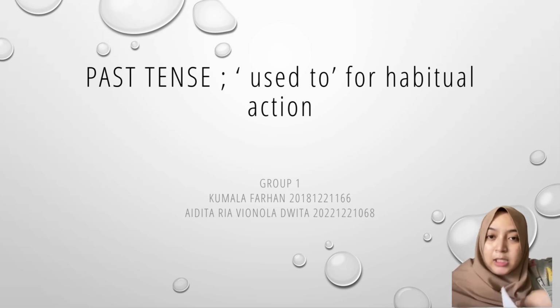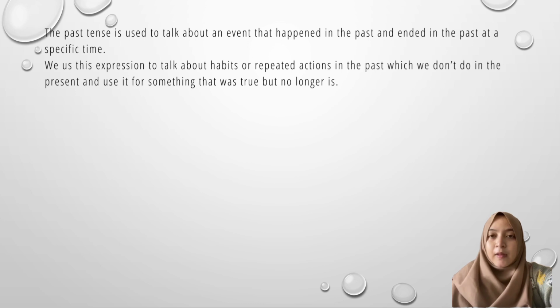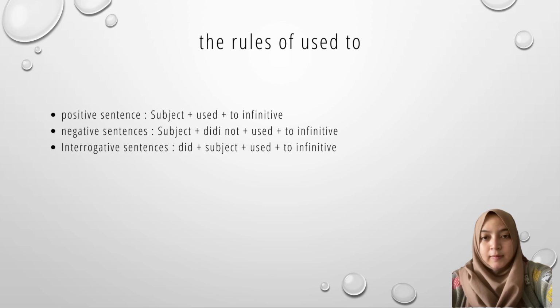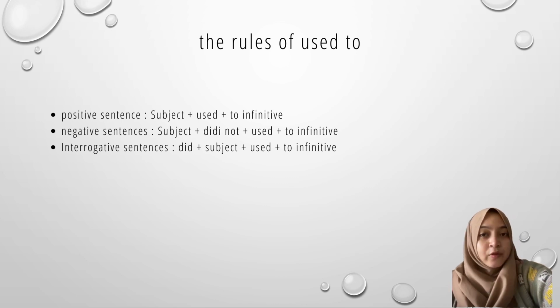Let me go straight to the point. The past tense is used to talk about an event that happened in the past and ended in the past at a specific time. We use this expression to talk about habits or repeated actions in the past which we don't do in the present, and use it for something that was true but no longer is.